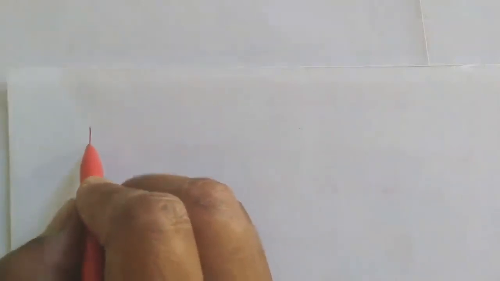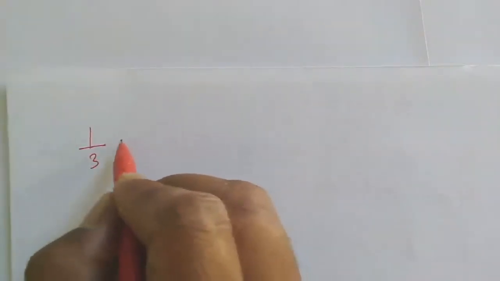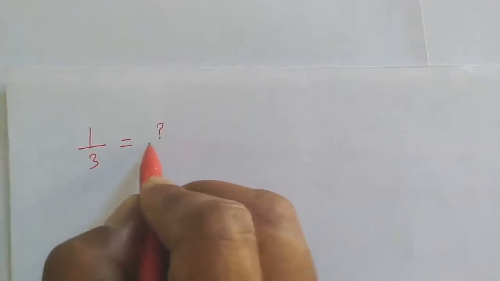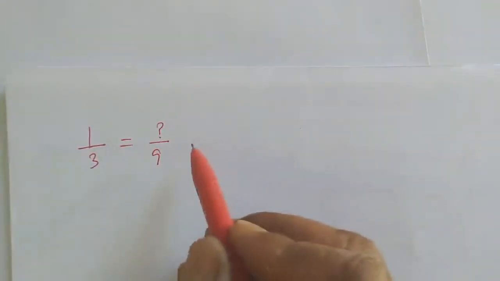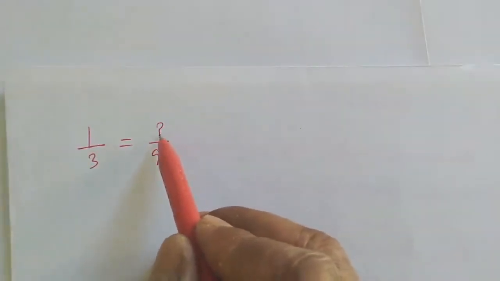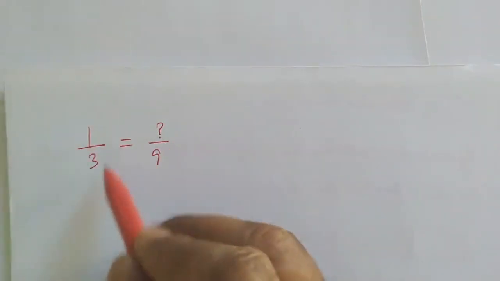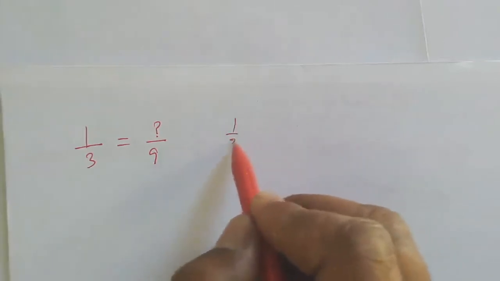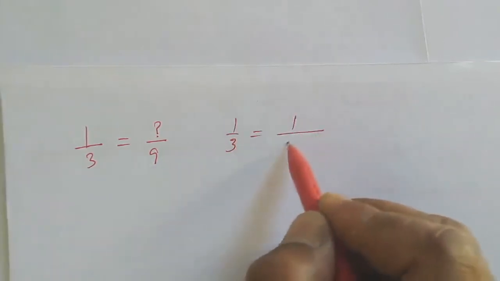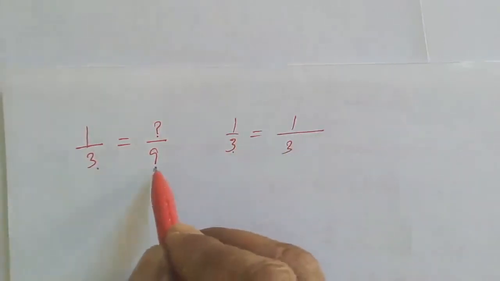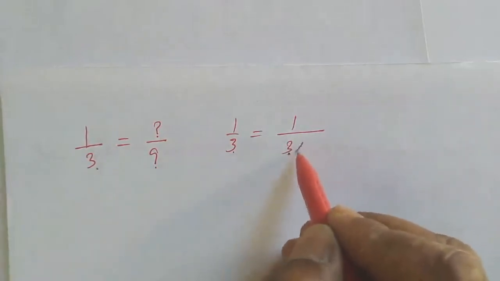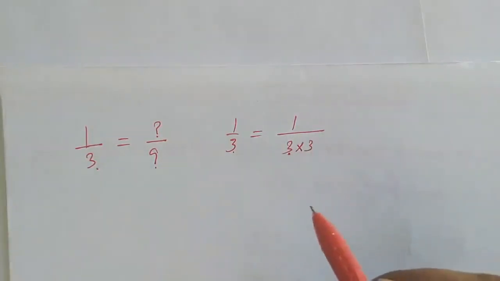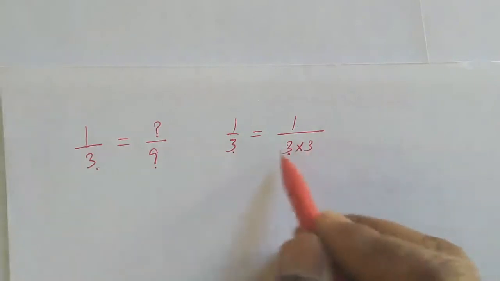Suppose that we have this fraction 1 by 3 and this is equal to some unknown number upon 9. So you have to find out what is this unknown number. So you convert this 1 by 3 into something upon 9. So how do you do that? See, 1 by 3, we have to convert this 3 into 9. So multiply by 3. 3 3s are, this will become 9.